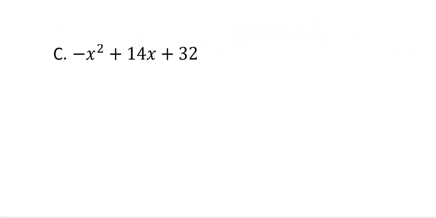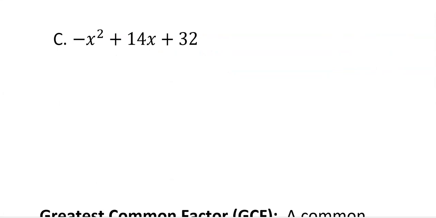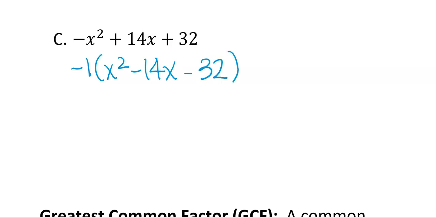And then there's one more. Let's practice this one too. This is where you have that negative in the front. So first thing, when the x squared is negative, you're going to factor it out and then change all the signs of the terms that are left. So factor that one. We need factors of negative 32 that add up to negative 14.